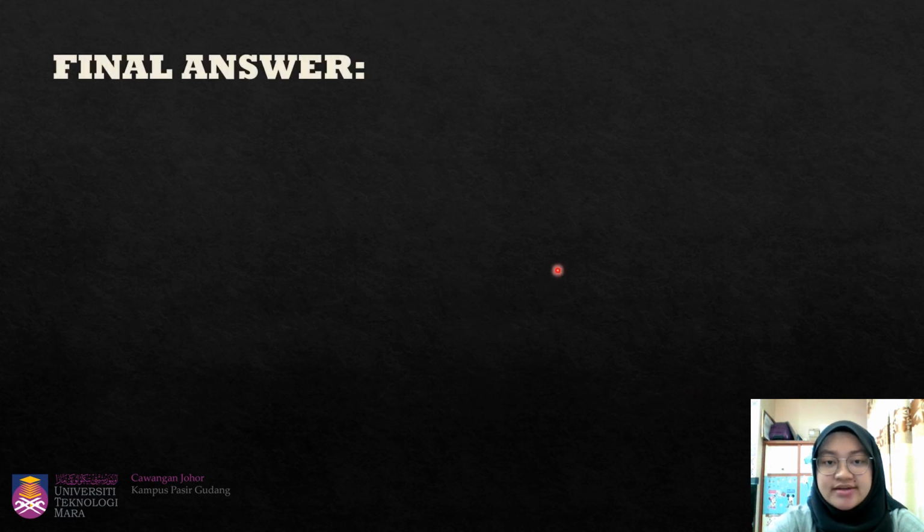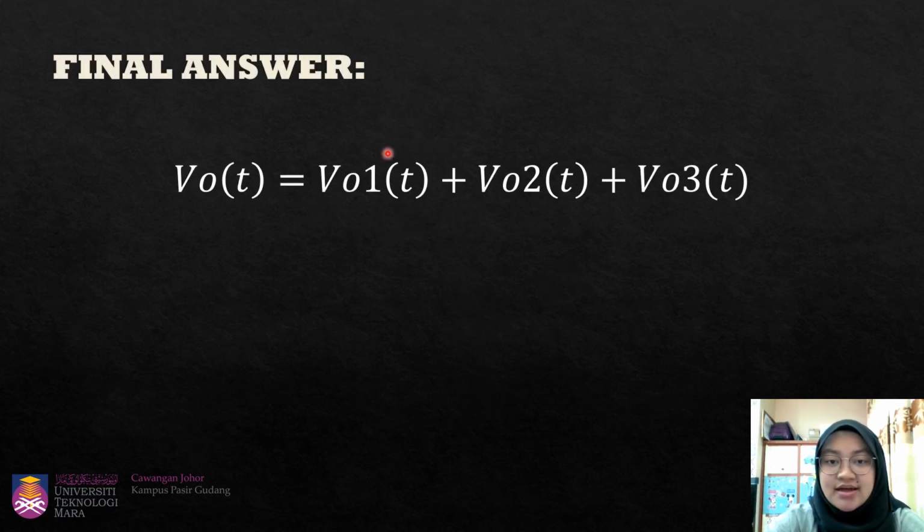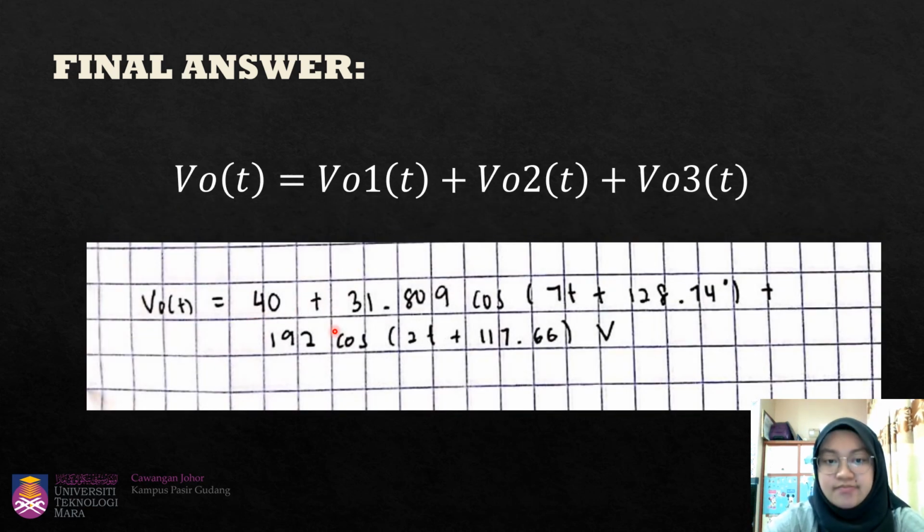Alright, so for the final answer I must sum all the V naught 1, V naught 2 and V naught 3 to get the V naught total. So the final answer is 40, which is V naught 1, plus 31.809 cos 7t plus 128.74 degree, which is V naught 2, plus V naught 3, 192 cos 2t plus 117.66 degree volt. This is the final value that I get.